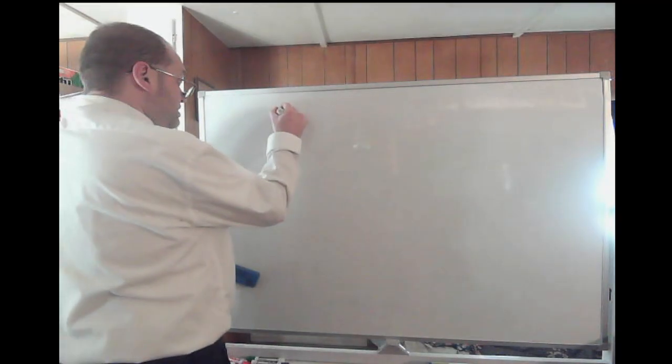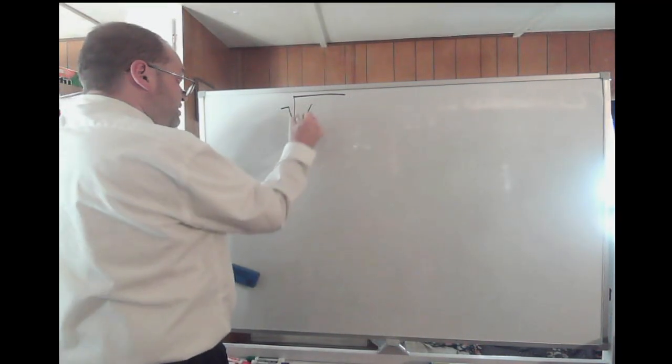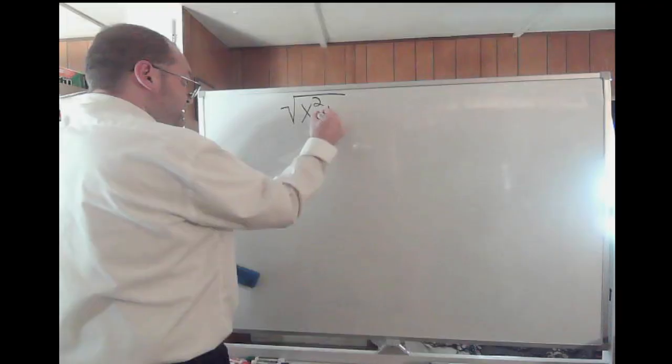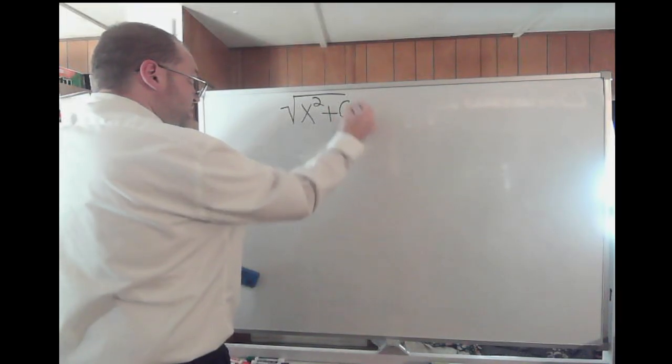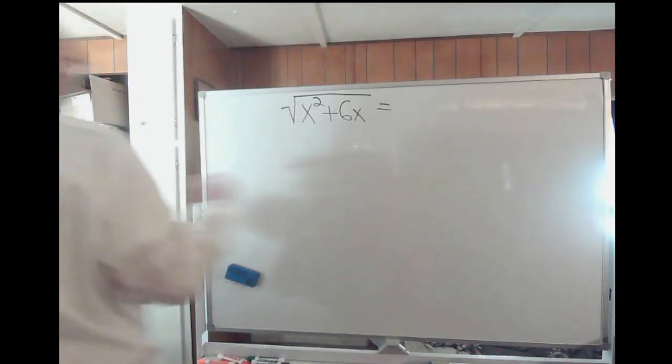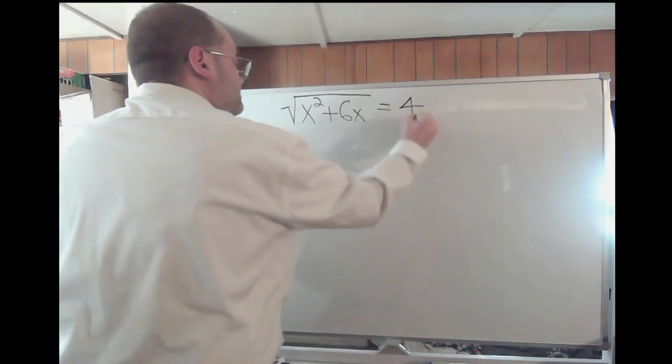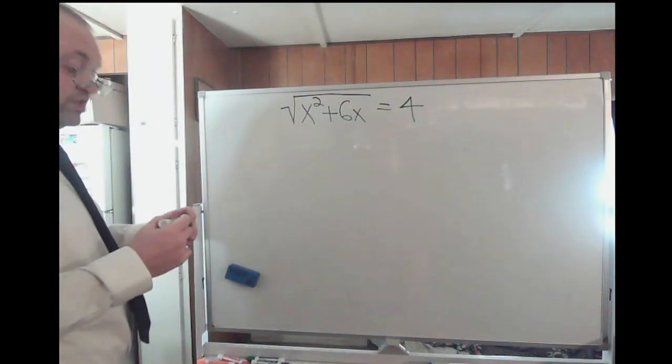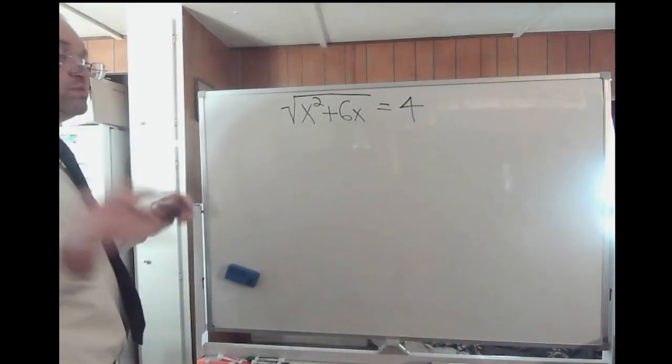Now, let's see here. We have the square root of x squared plus 6x is equal to 4. So this looks like another quadratic equation, and it temporarily will turn into one.